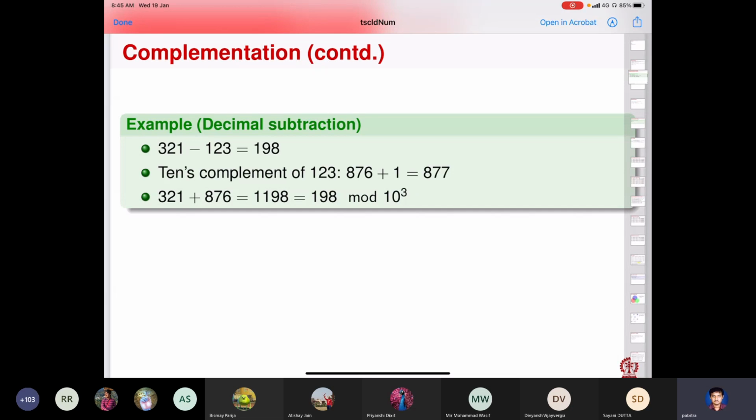Now let's see what happens if I add 321 to 877. You get 1198. And 1198 mod, so its base is 10, and I have 3 digits, so b to the power n is 10 cubed, 1000. 1198 mod 1000, the remainder is 198. So 198 is the answer. You can see this is what we have been speaking about: 321 minus 123 is the same as 321 plus 877 mod 1000.